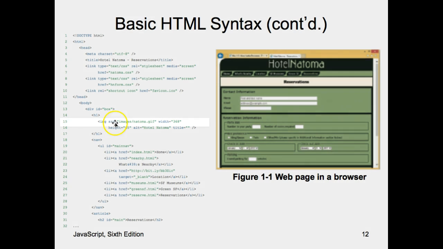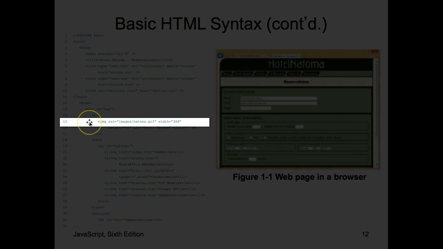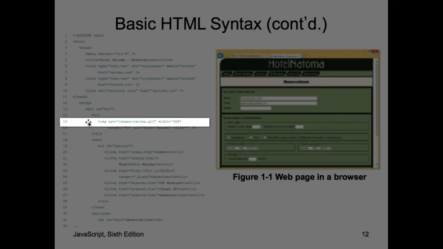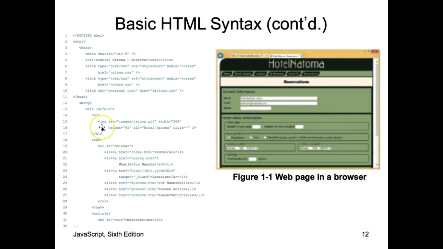Take a look at line 15. It contains the opening image tag, indicated by IMG, followed by the SRC attribute, which is src equals "images/natoma.gif". The src attribute of an image element specifies the file name of an image.